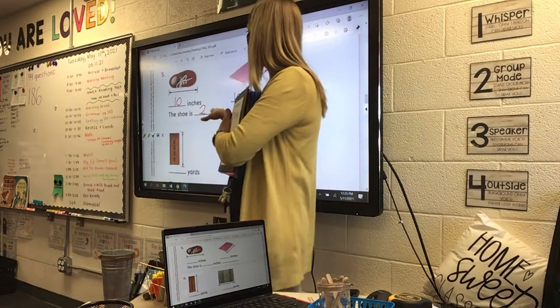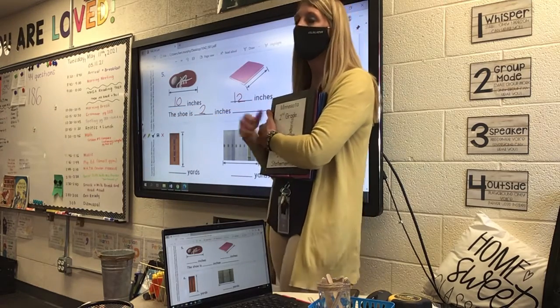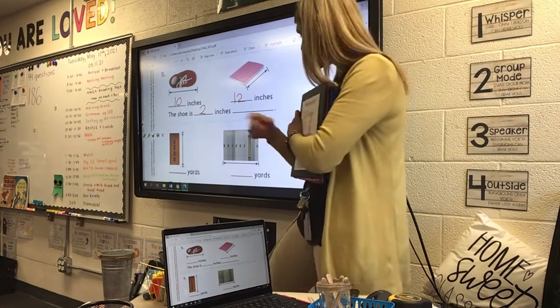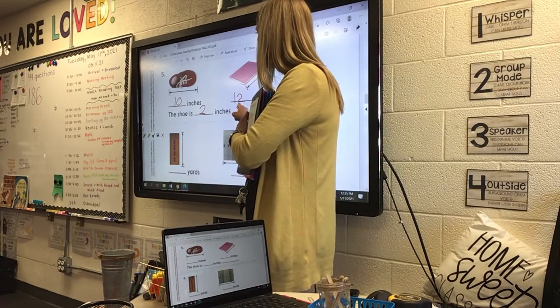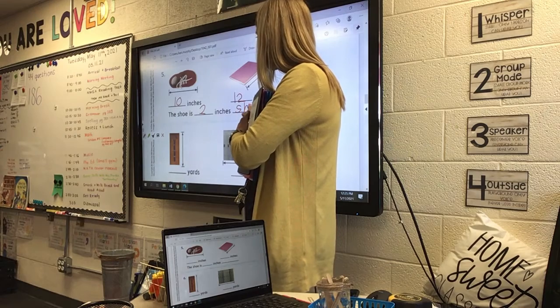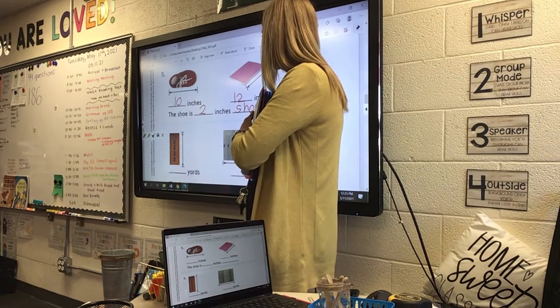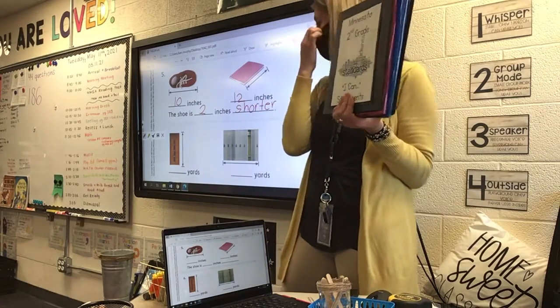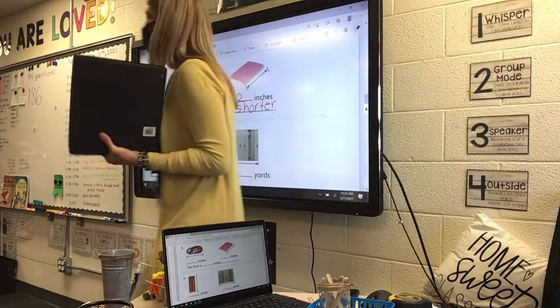So the book is 12 inches. Am I going to say shorter or longer? Shorter. Yep. The shoe is 2 inches shorter than the book. So Tyson's shoe is 2 inches shorter than Mrs. Murphy's binder, the book.